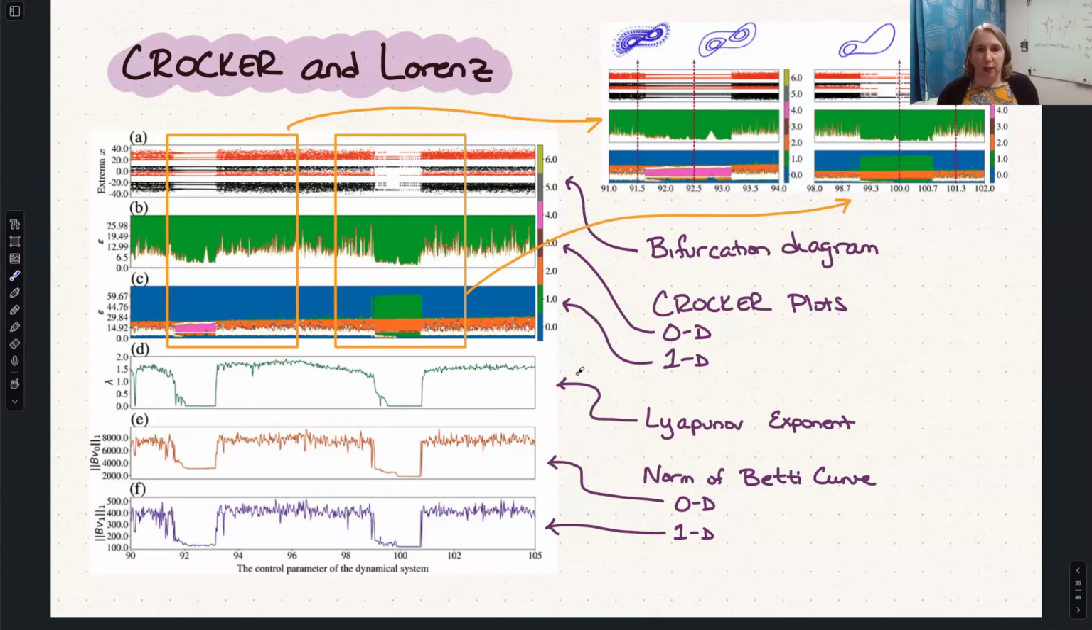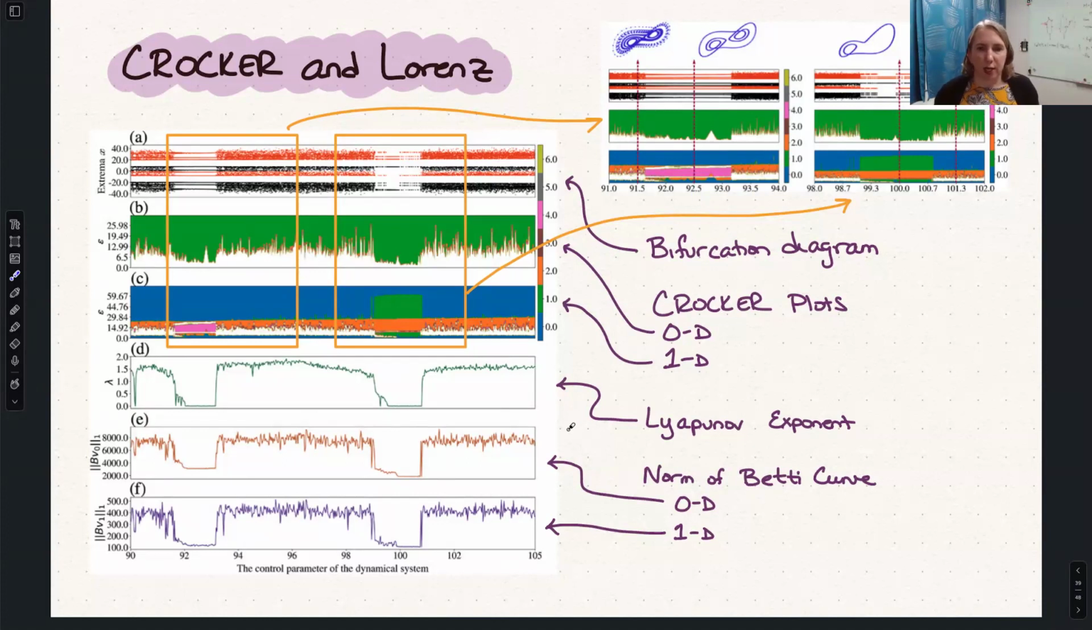So again, we're using the Lyapunov exponent as my ground truth in order to compare this. In this particular paper, I'm running quickly out of time, but we did a bunch of analyses trying to compare the Crocker plots to the Lyapunov exponent to say something about this behavior that we're seeing in pictures.